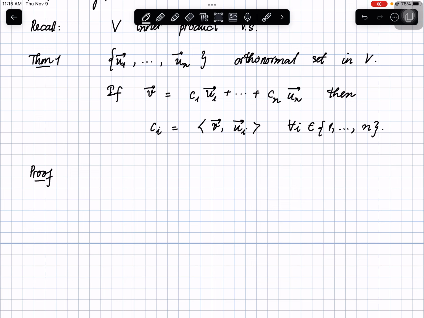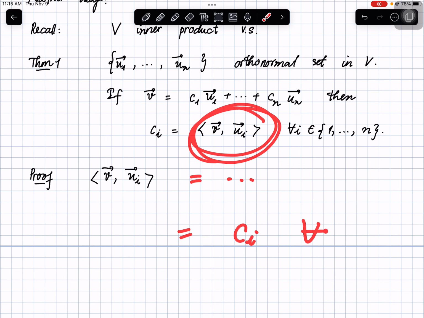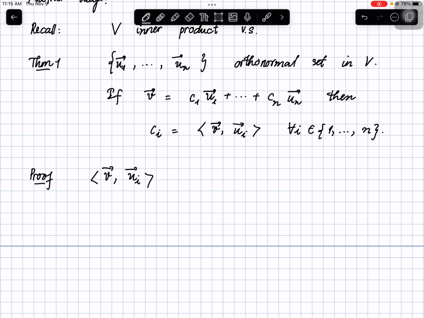So recall why this theorem is true. We need to show that the coefficient Ci is the inner product of V and Ui, right? V is a linear combination of these vectors. We will find all of these scalars. This is true because, say, take the right hand side, V with Ui. We need to compute this, and we will check it's equal to Ci for any i. So V is a linear combination here.